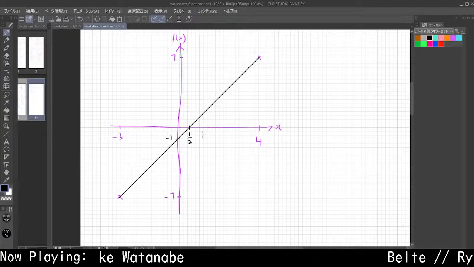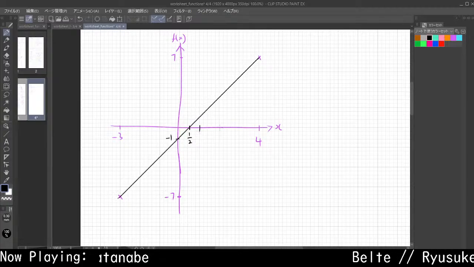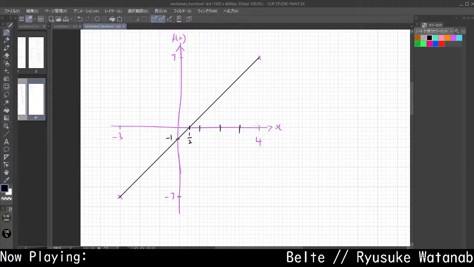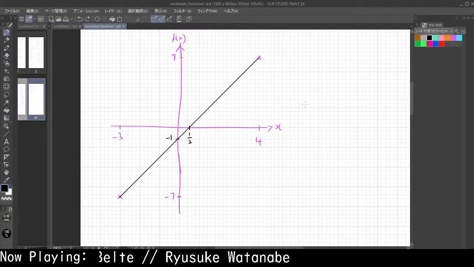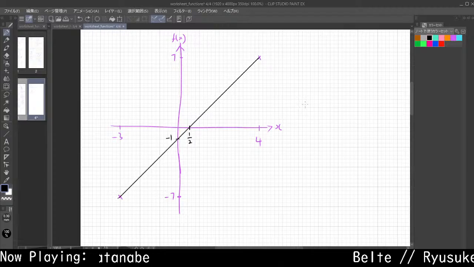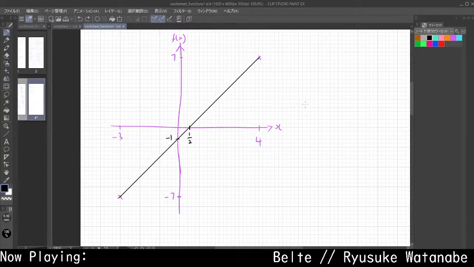You don't have to draw 1, 2, 3, 4. No, you don't have to do that. You don't have to go 1, 2, 3, 4, 5, 6, 7. No, you don't have to do that. Okay, none of that. Just roughly, it's a rough sketch. Roughly sketch it to do. Okay.